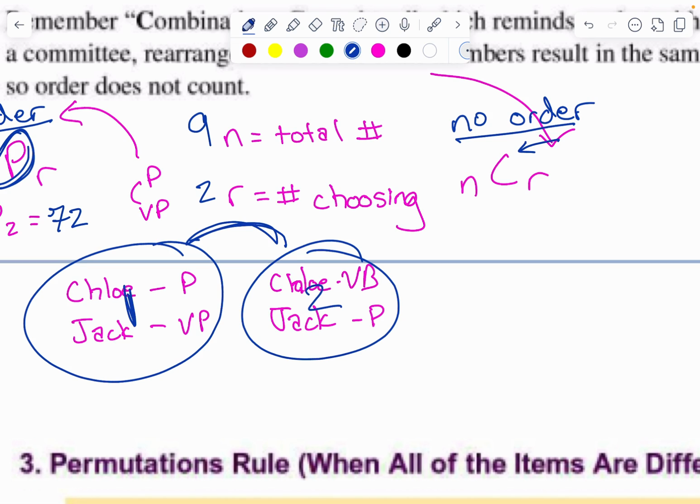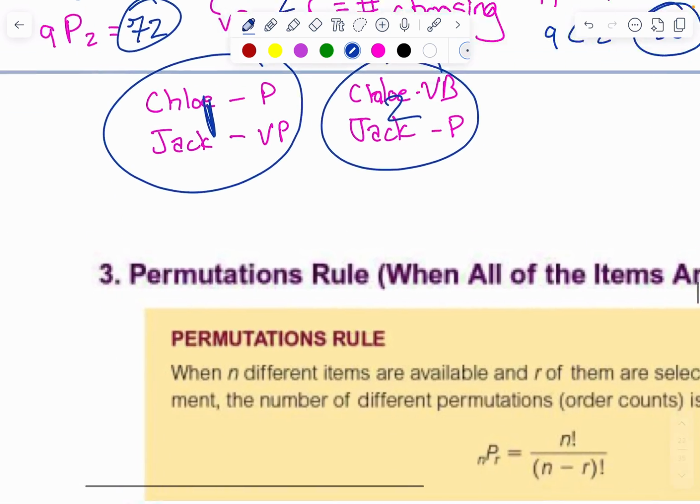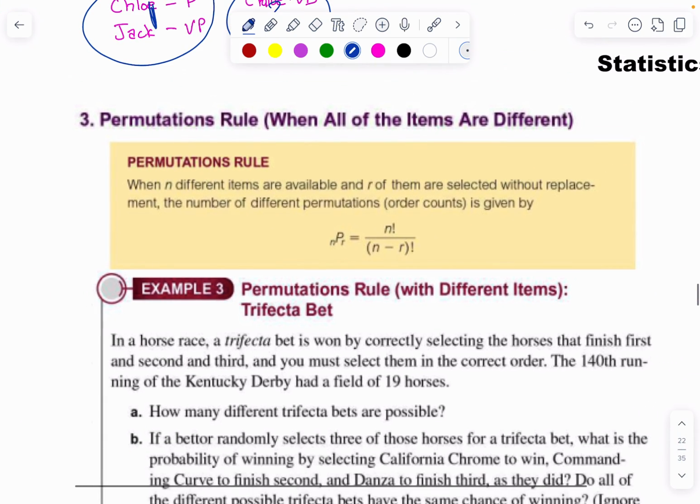So C for committee, or the same job. If that is the case, we would do 9C2, and that would be less than 72. It is 36. 36 different ways. My count goes down by half because Chloe, Jack is the same thing as Jack, Chloe, so they only count it once, right? Versus if the order matters, those are two unique, different ways to count. Yeah? Okay. Permutations.